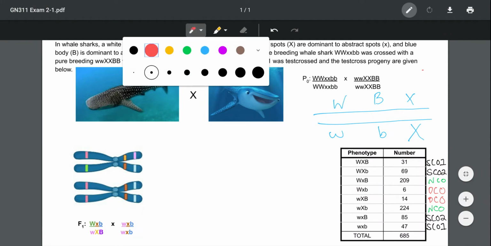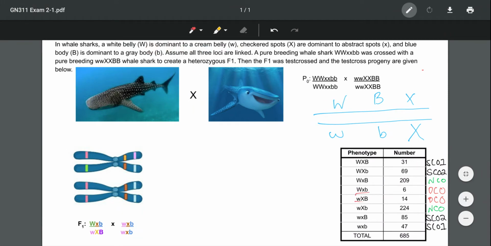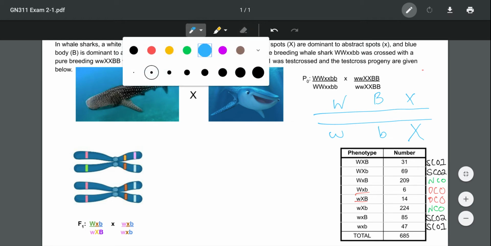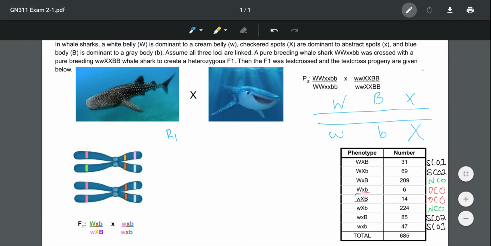Next, I'm going to use our double crossover events and ensure that they do indeed cross over twice. And that's going to confirm that I have the genes in the correct order. The next thing we're going to do is determine our map distances, which are going to be R1 and R2. And to find R1, we're going to be using our first single crossover event.